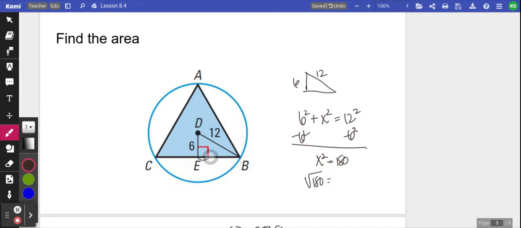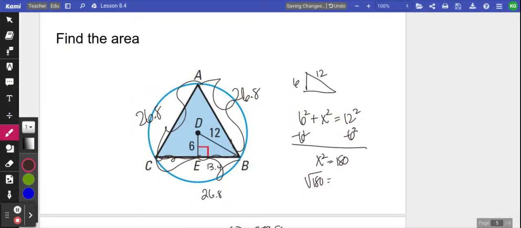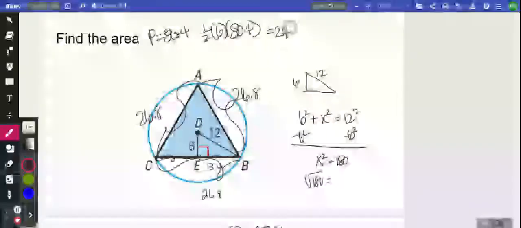That gives me this base here as 13.4. Now, since I know that it is an equilateral triangle, this side would also be 13.4. So that gives me a total across the bottom of 26.8. The left side would also be 26.8, and the right side would be 26.8. So my perimeter is 26.8 three times, which is 80.4. For the area, I'm going to do half the apothem, which is 6, times 80.4. That gives me a total area of 241.2.